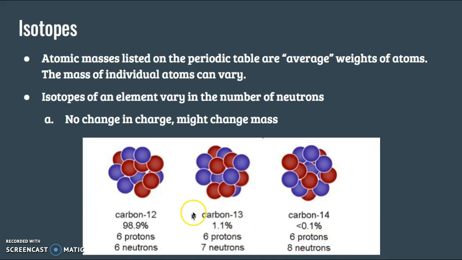And this percent right here is talking about their percent presence or percent that they occur. So as you can see, 98.9% is the most occurring form of carbon, which is carbon 12. And then we have some others here that are a little bit less likely to occur, which is why carbon's mass is not exactly 12. It's 12.01. All right.